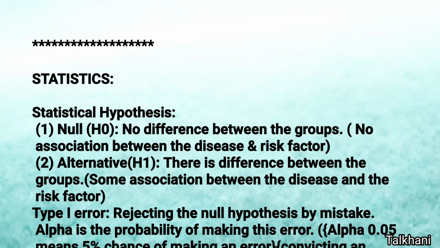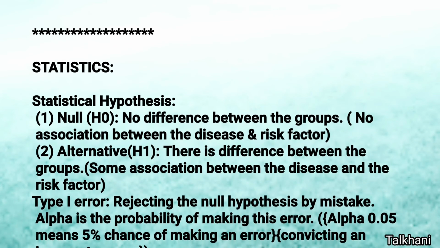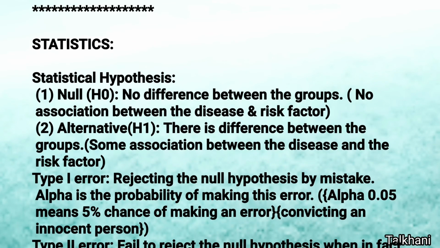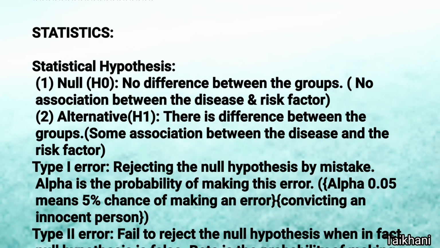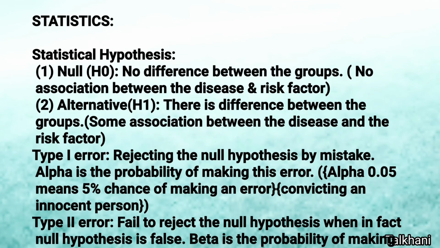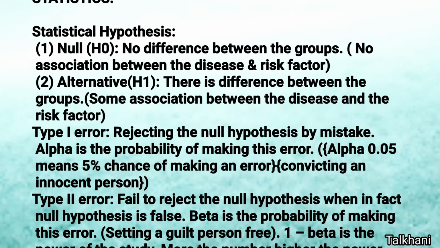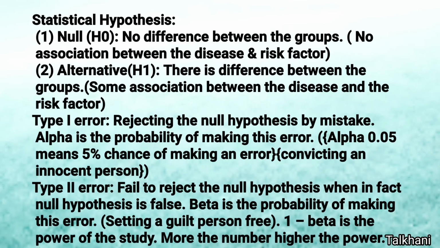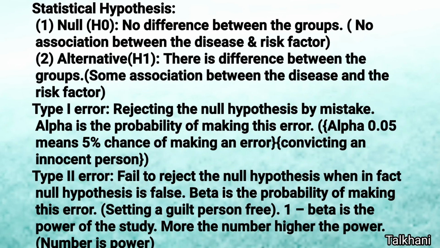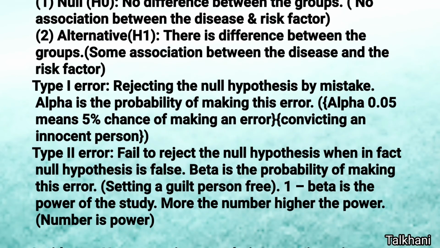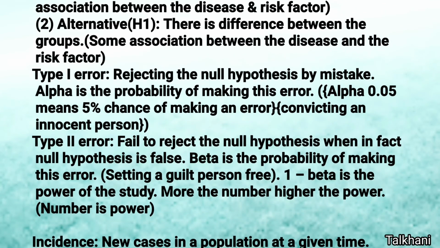What are the statistical errors? Type 1 error is rejecting the null hypothesis by mistake. Alpha is the probability of making this error. Alpha 0.05 means 5% chance of making a type 1 error. Simplistic way to describe it is that type 1 error is convicting an innocent person.